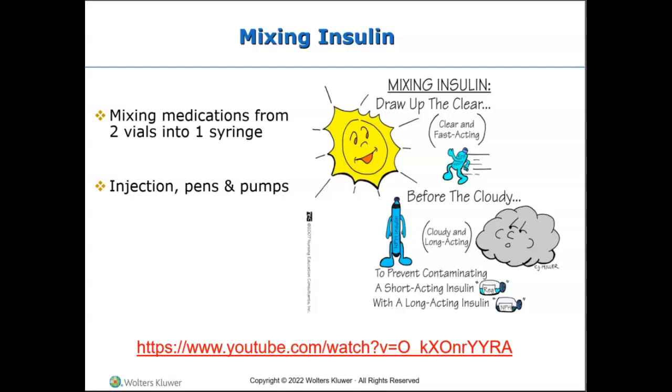Oftentimes you will give a mixed insulin injection. When mixing insulins, you want to first inject the air into the longer acting insulin or the cloudy insulin. Then move over to the regular or rapid acting insulin and inject air in there. Then you tip that vial upside down and pull out the prescribed amount.